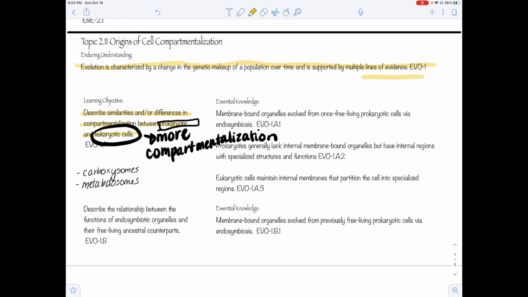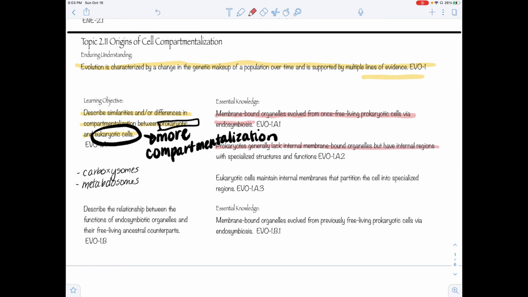All right, now the essential knowledge that you need to know for this learning objective is that our membrane-bound organelles evolved from once free living prokaryotic cells via endosymbiosis. So this takes us back to our notes when we looked at the endosymbiotic theory, and we looked at our prokaryotic cells and we talked about how when our mitochondria and our chloroplast became a part of a larger cell, that's where eukaryotic cells appeared. So this is just that same concept.